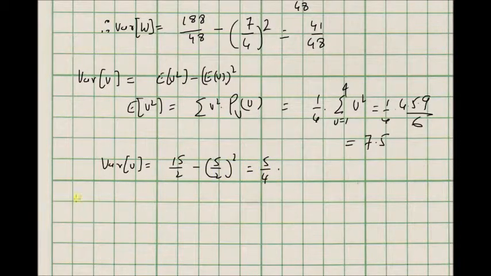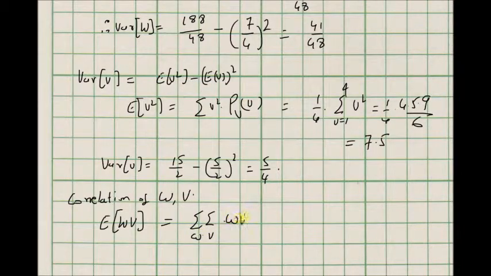Next, we want to find the correlation of W, V. That is, we want to find the expected value of W times V, which is, by definition, the summation over all values of W and V of the product of W and V with the joint probability mass function, that is P of W, V. Since we do not know the joint probability mass function of W, V, instead of calculating it, we can make use of the already known joint probability mass function of X and Y.